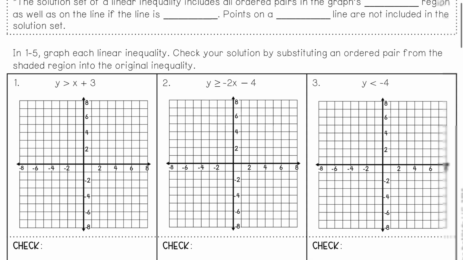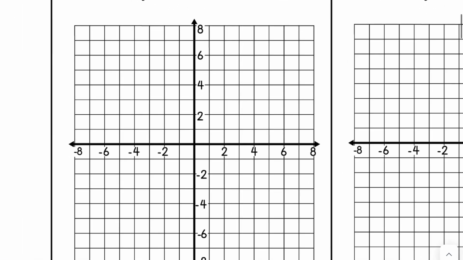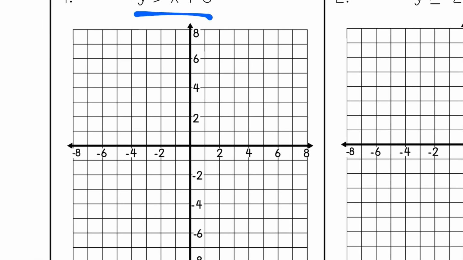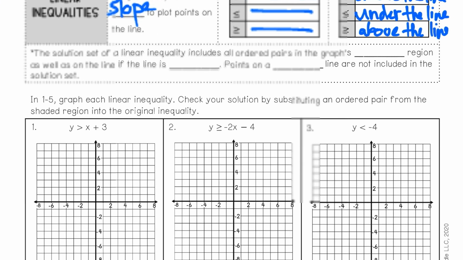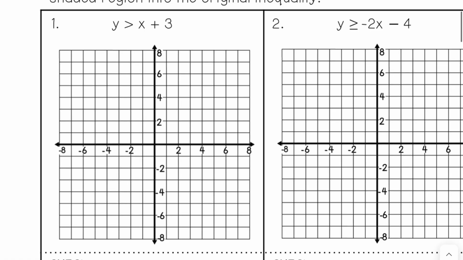Now it says, in 1 through 5, graph each linear inequality. And then we'll check our solution. Let's do number 1. Y is greater than x plus 3. So the first step they said up here is, since we don't have to solve our inequality for y because they already have y by itself, I'm going to use the slope and the y-intercept to plot points. Well, my y-intercept is first, right? My y-intercept's 3, so I'll find 3 on the y-axis and I'll plot a point there.